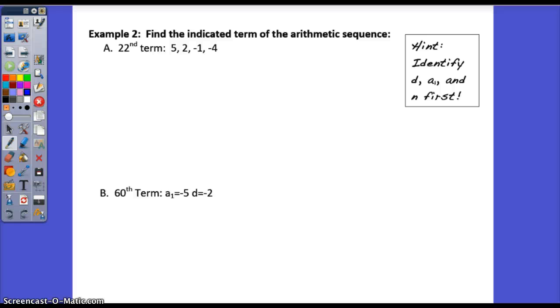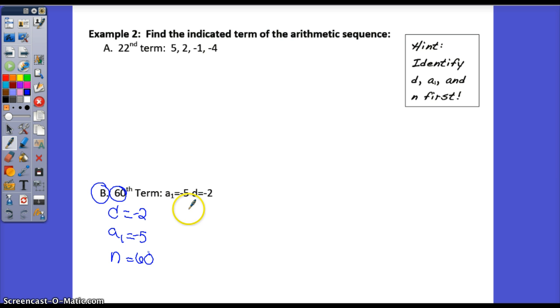We just found the 22nd term from part A, so now we're going to find the 60th term in part B when a sub 1 equals negative 5, d equals negative 2. Again, remember first classify d, a sub 1, and n. D we're told is negative 2, so we know it's going minus 2, minus 2, minus 2. A sub 1 is negative 5, and n, we're looking for the 60th term, is 60.